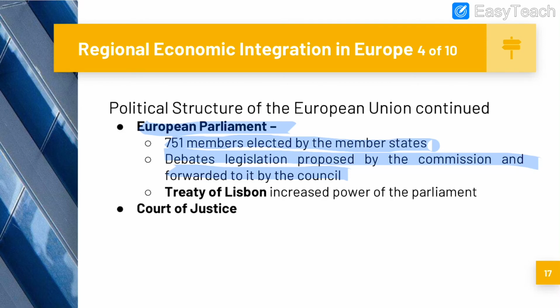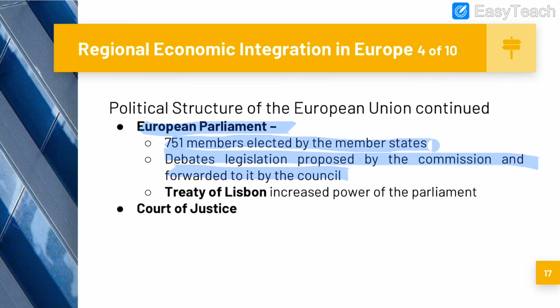Then we have the Court of Justice. The Court of Justice consists of two courts of law, the Court of Justice and the General Court. It is responsible for the jurisdiction of the EU. The court ensures the correct interpretation and application of primary and secondary union law in the EU.